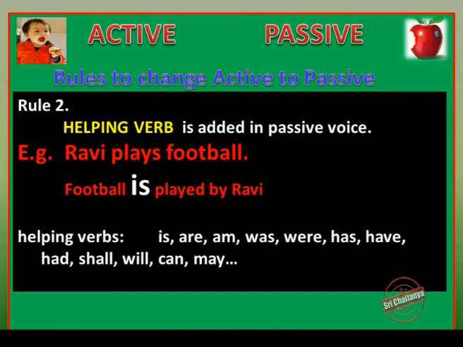Rule number 2. Helping verb is added in passive voice. Example, Ravi plays football. Passive voice, football is played by Ravi. Here the helping verb is added depending on the tense. Since the tense is present tense, depending on the verb plays, we select is as the helping verb. Helping verbs used: is, are, was, were, has, have, had, shall, will, can, may, etc.